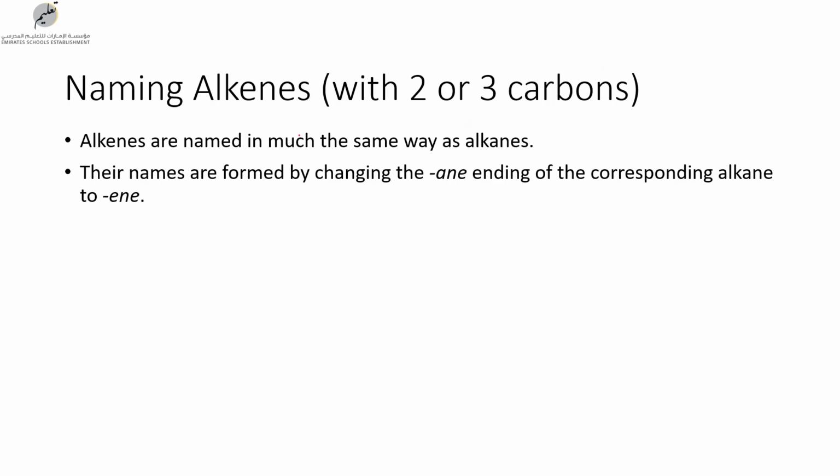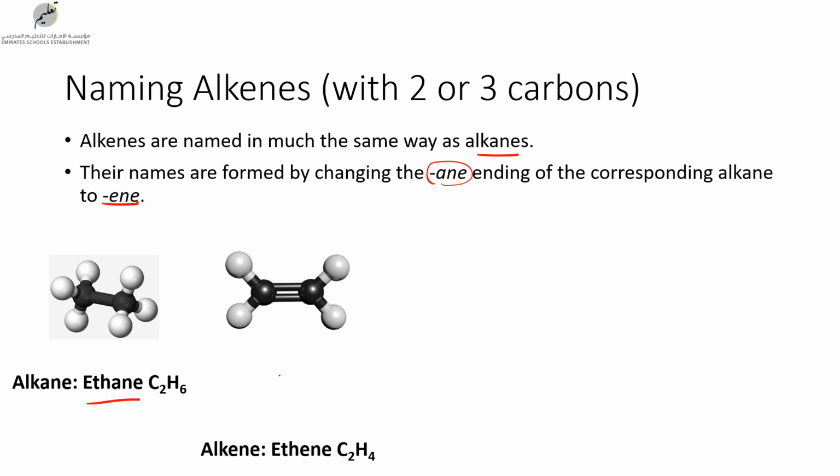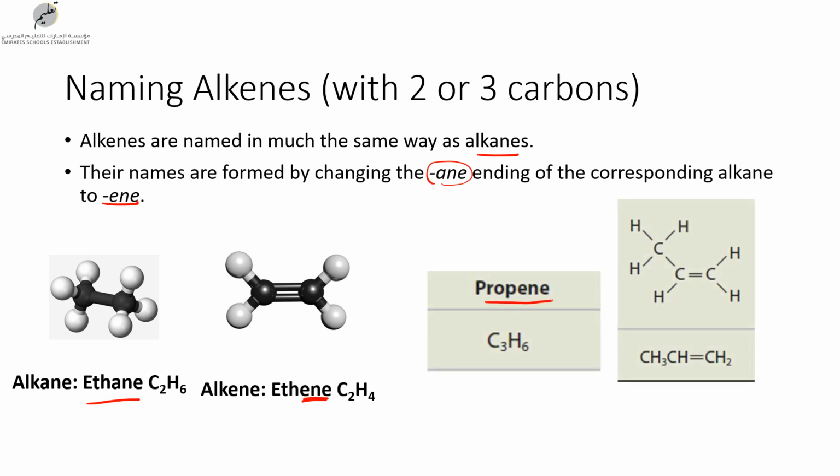So how do we name alkenes with 2 or 3 carbons? Basically, it's the same name as alkanes, but you change "ane" to "ene". Okay? So this is ethane. If I have a double bond, it will become ethene. Okay? This is propene because there is a double bond.